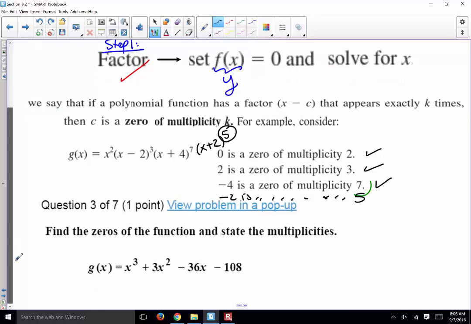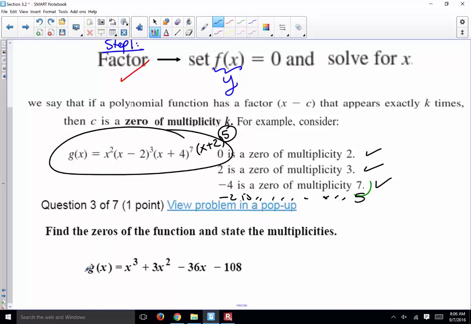Alright, we're ready for our next question. Alright, this question is not as easy as this one. Why? Somebody tell me why. Chris? It's not factored. It's not been factored yet. So we need to factor this. Oh my god. How do you factor such a thing? It's a mess. Anyone knows?